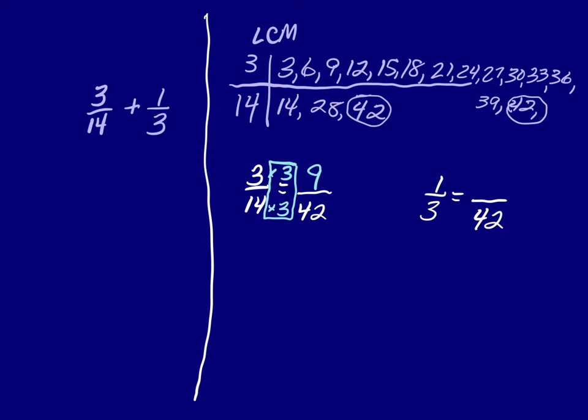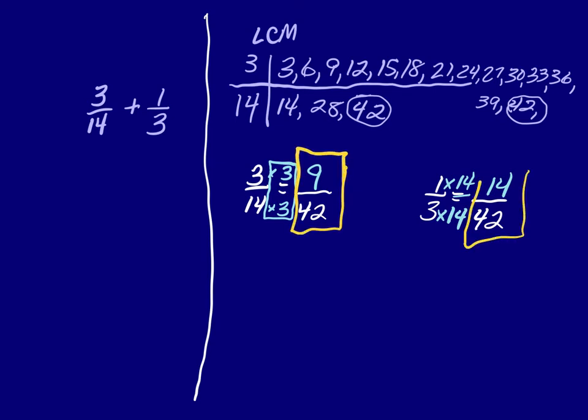Now for the 1/3 to 42, we can count our multiples here. We have 1, 2, 3, 4, 5, 6, 7, 8, 9, 10, 11, 12, 13, 14. 3 times 14 is 42. So we're going to do times 14. That means we have to multiply the numerator by 14 to make the fraction equivalent. 1 times 14 is 14. So those are our new fractions that we're going to add together for our problem.